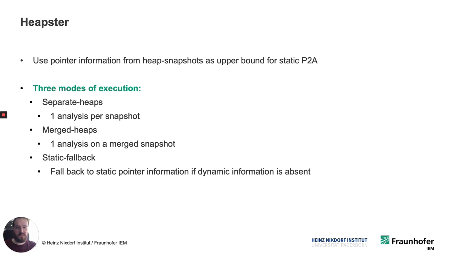Our design especially enables three different modes of execution: separate heaps, where multiple snapshots are used with independent analysis runs and the results of each run are merged together; merged heaps, where the heap data of multiple snapshots is merged together to gain a single, slightly over-approximated snapshot; and static fallback, a mixed mode where we fall back to static pointer information for fields for which we do not have any dynamic pointer information available. This mode is independent of the other two and can be freely combined with them.